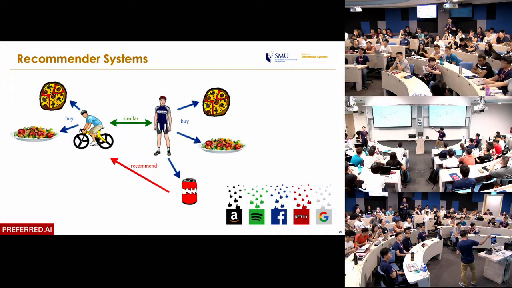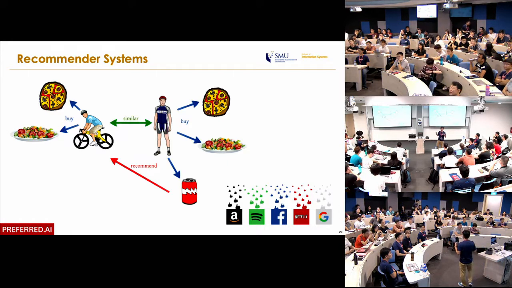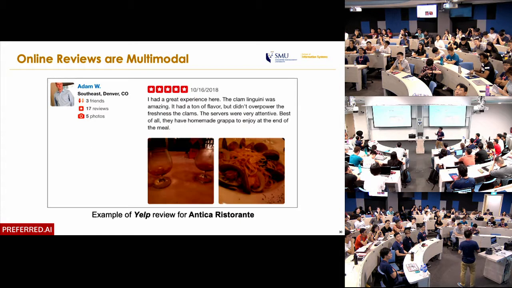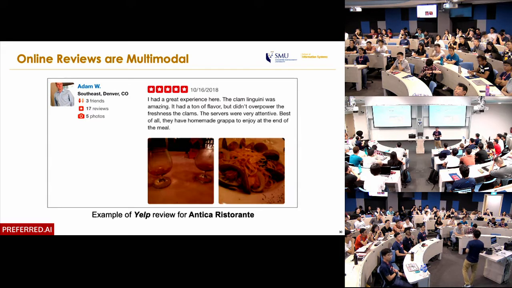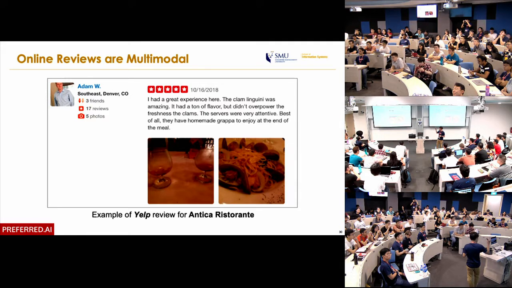And the more interactions that we have between user and items, the better we're going to know about the user preferences. And then the better we're going to recommend more relevant recommendations to users. So one type of highly available interaction in all user-based online websites is online reviews. Nowadays, online reviews are multimodal, in the sense that in addition to the ratings that the user gives to the items, we also have review text.